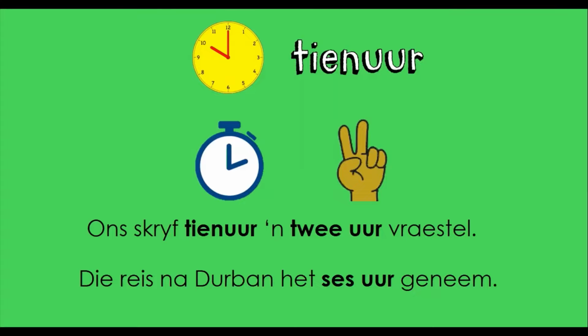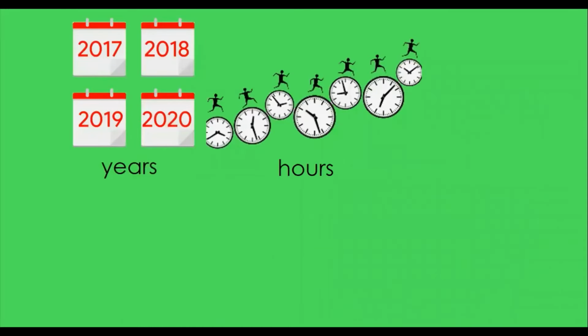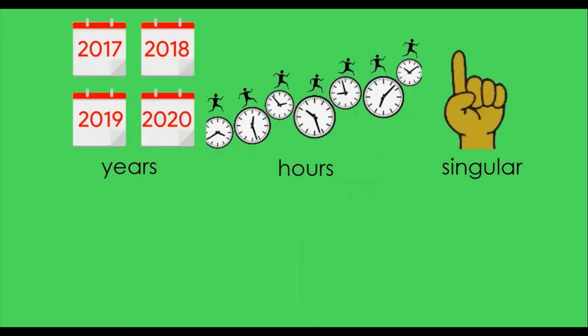Another example. Die reis na Durban het 6 uur geneem. It took us 6 hours to get there. That is how long it took us. So it's 2 words. But now you might be thinking, ma'am, why did you write 6 uur and not 6 ure? Good question. In Afrikaans, when we are referring to years or hours, we use the singular.